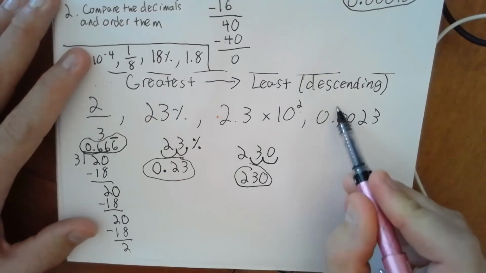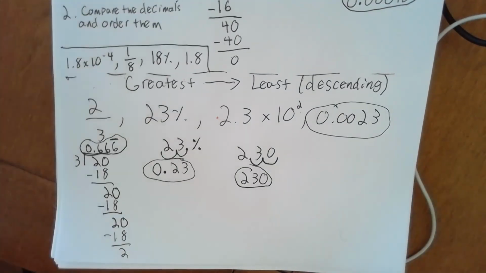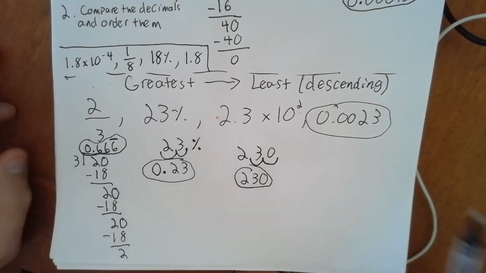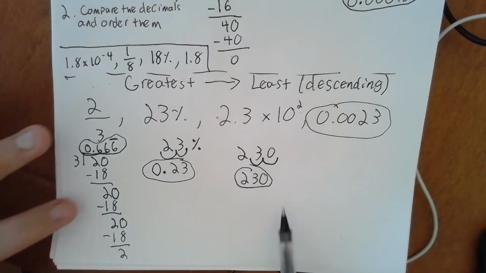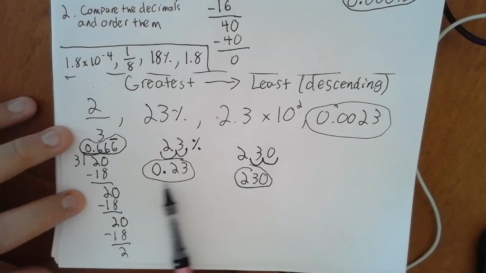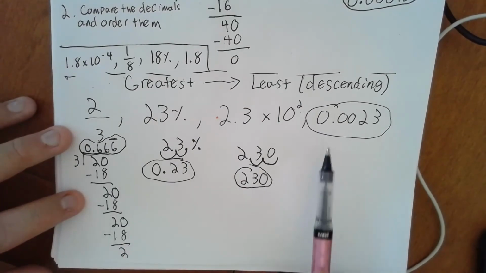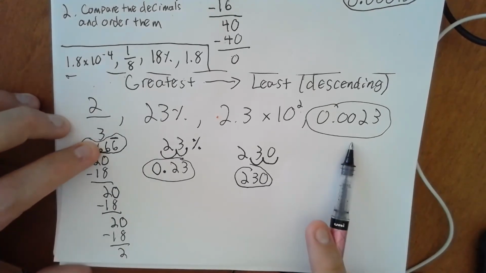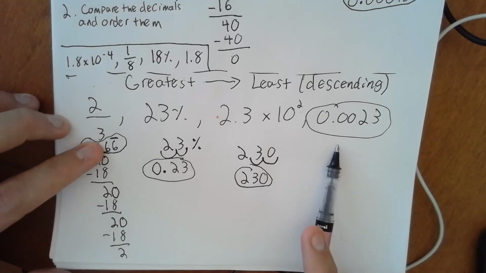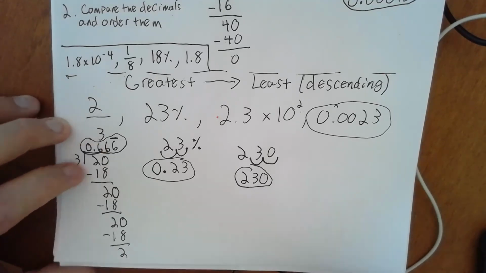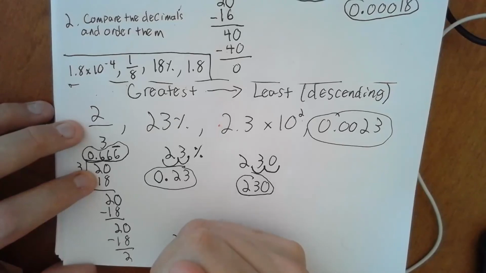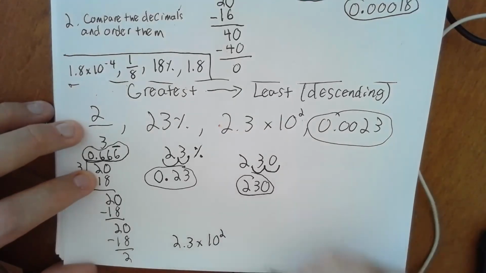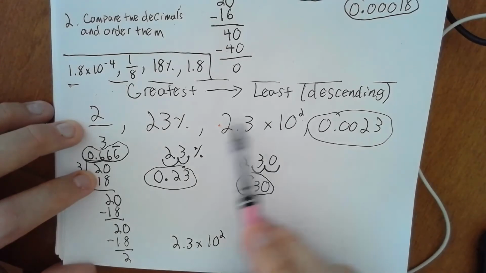Alright, and then this guy, 0.0023, is already in decimal form. So these are the 4 numbers I need to compare. Well, first off, I need to find the biggest number, the greatest number. 230 is definitely bigger than 0.23, 0.6666, 0.0023, because these numbers aren't even one whole. This is 230. So I write 2.3 times 10 to the second power. That's my biggest number, which remember you always have to write in its original form.